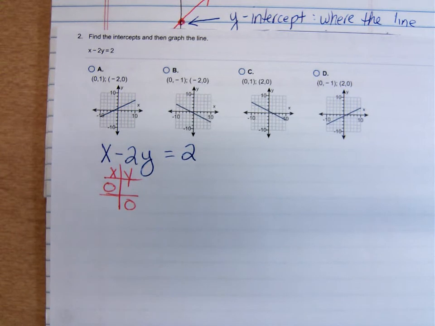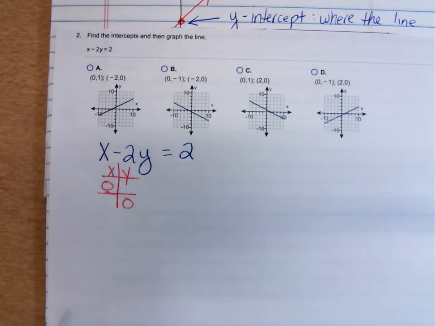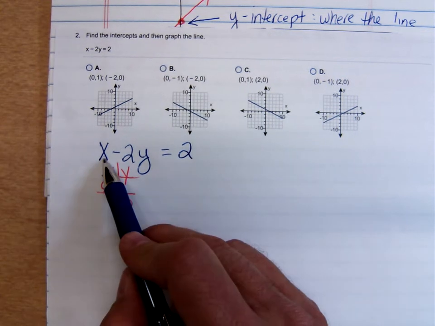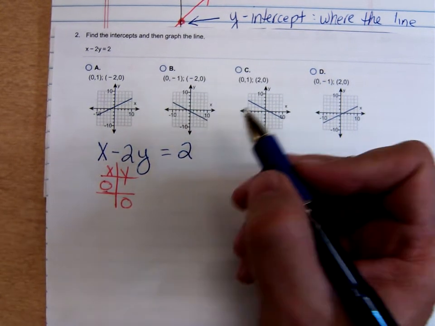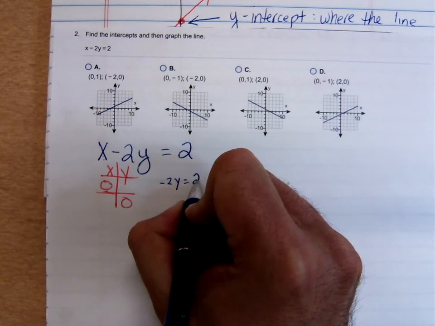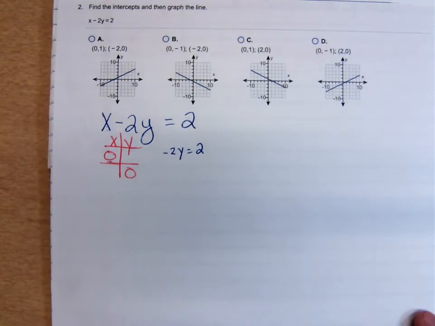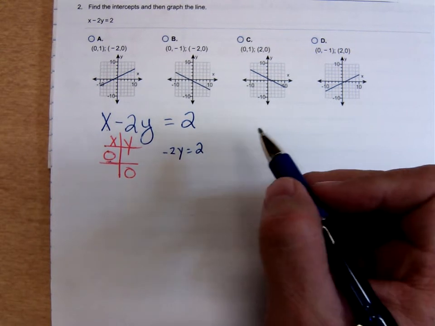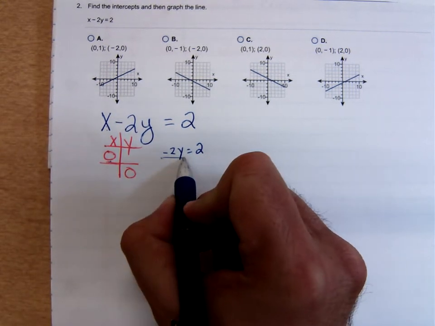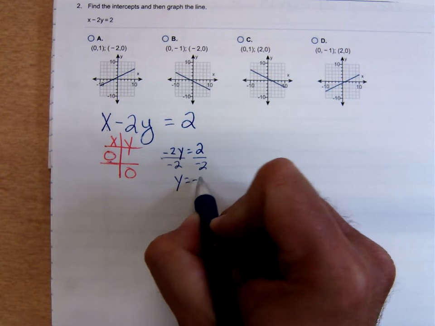So let's plug a 0 in for x. If I put a 0 in for x, I would have just 0 minus 2y equals 2. And what would y'all do to solve for y here? Divide by -2 to get y equals -1.